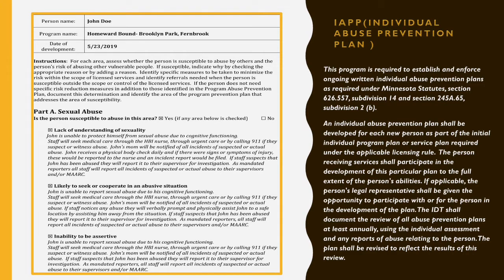The measures shall include specific actions the program will take to minimize the risk of abuse within the scope of the licensed service, and also identify referrals made when a vulnerable adult is susceptible to abuse outside the scope or control of the licensed services. If the assessment indicates that the vulnerable adult does not need specific risk reduction measures in addition to those identified in the Program Abuse Prevention Plan, the individual abuse prevention plan shall document this determination.